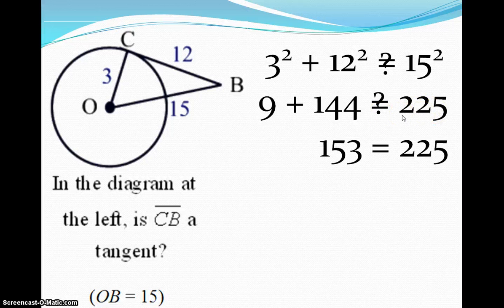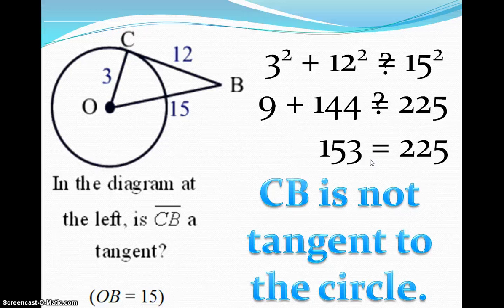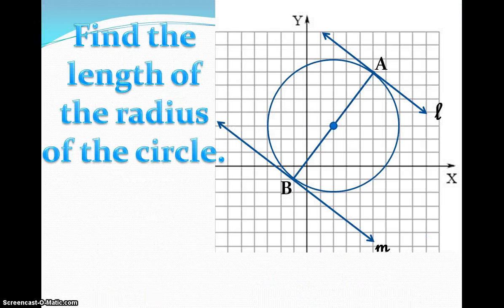Well, obviously it's not, and so I would say that in this case right here, CB is not tangent to the circle, because it does not create that right angle. If these two were equal to each other, then I know that the Pythagorean theorem would work, which then means that this is indeed a right triangle. But because it doesn't, I know that it's not a right angle, and it does not follow the theorems that we learned prior to these examples.